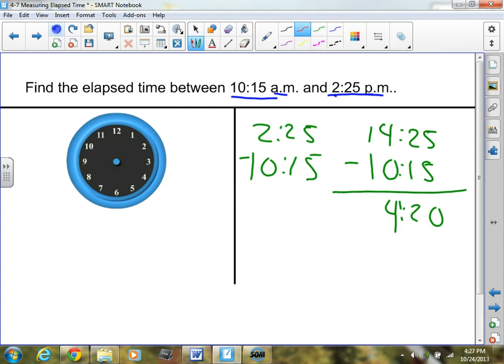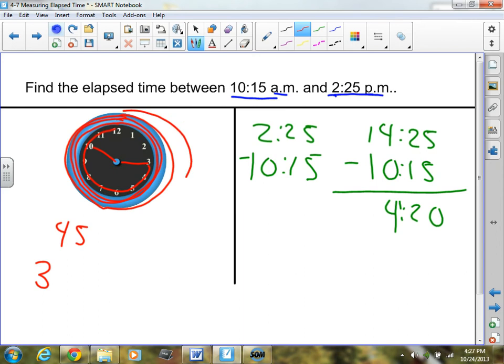Start at 10:15. Now count the hours. So I'm going to go 15. So that's 45 minutes. Now I'm going to count the hours. So 10:15 plus 45 minutes is going to be 11. That's going to be 12. 13. Or well, 1. And then 2. So that's 1, 2, 3 hours. And so now I'm at 2, so I need to go another 25 minutes. It's going to be right there. And so it's going to be another 25 minutes.